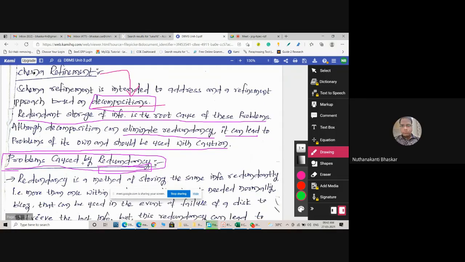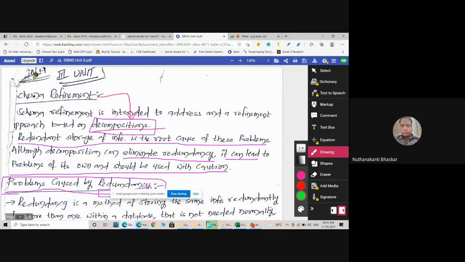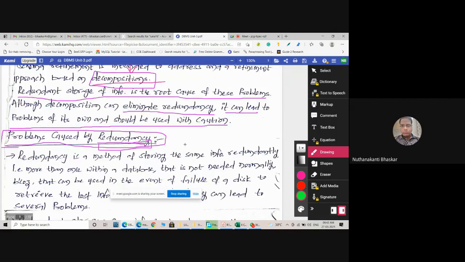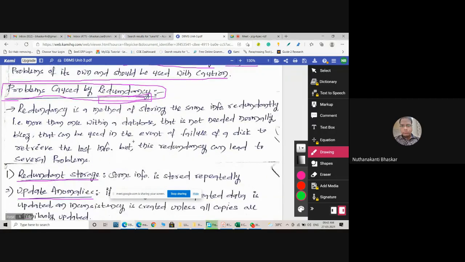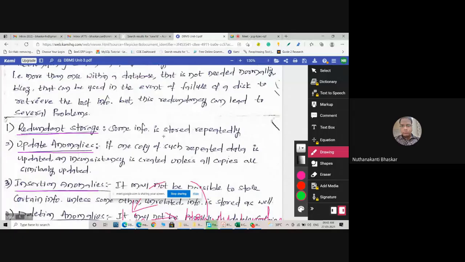Because of the redundancy only, we have to apply schema refinement and decomposition techniques. Decomposition, as I already told you, means dividing tables into multiple tables. Then what problems will come from this redundancy? Redundancy means we are storing the same data multiple times. Yes, we have wastage of memory. The first problem everyone knows is redundant storage. If you are storing the same data many times, that causes redundant storage, wasting memory.